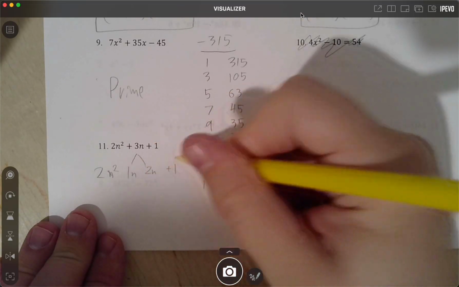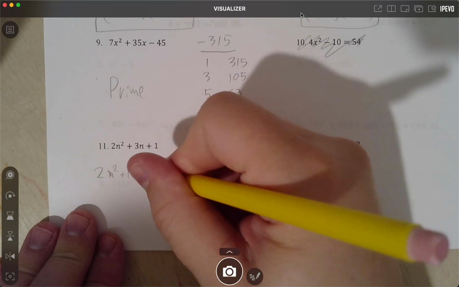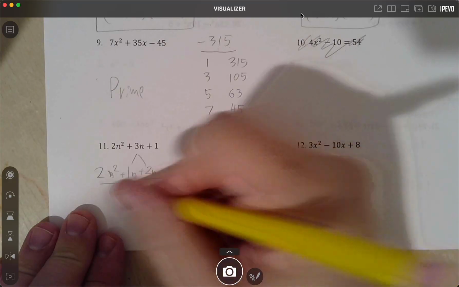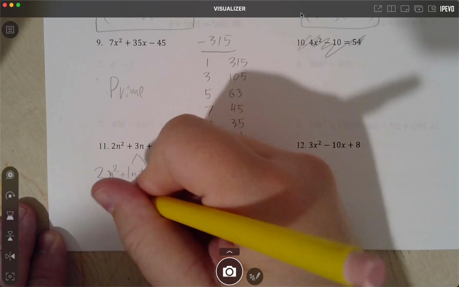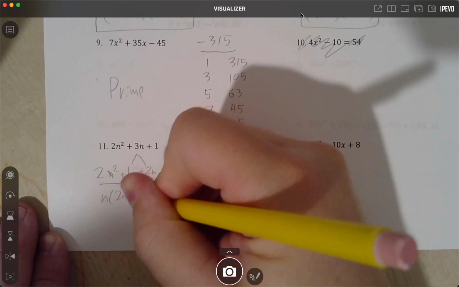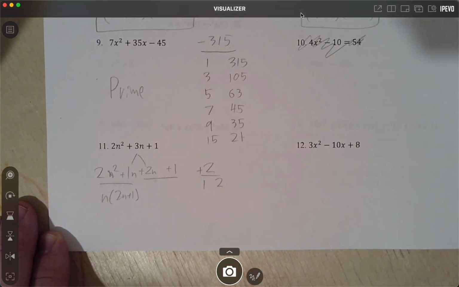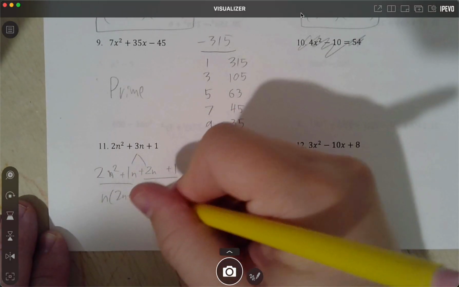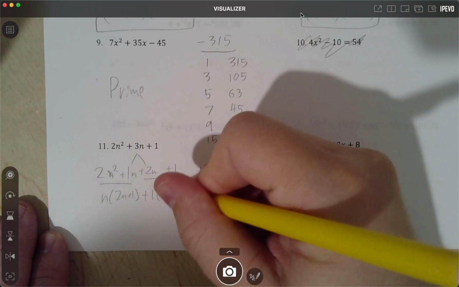And there's the plus 1 at the end. They'll both need to be positive. 2 groups, n is shared. 2n and 1 is left over. I already have 2n and 1. There's another example, but I need to write a plus 1.